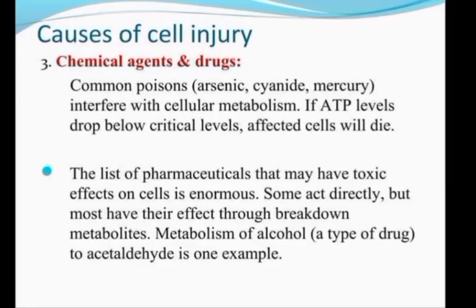Next one is chemical agents and drugs. Various chemicals also cause cell injury by interfering with normal cellular metabolism. For example, cyanide, arsenic, mercury, acids, alkalis, environmental pollutants, pesticides, alcohol, narcotics, and certain therapeutic medications will cause these kinds of cell injury. The harmful effect depends upon the dose and duration of the exposure.